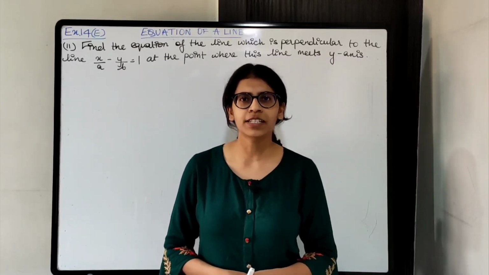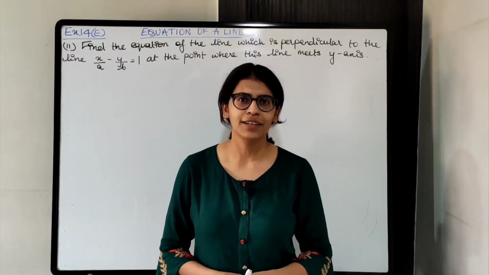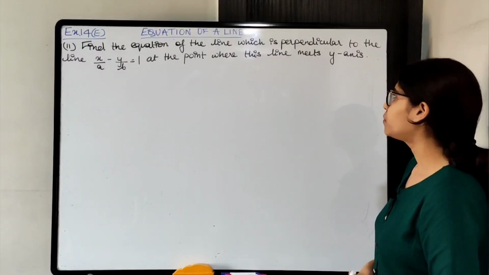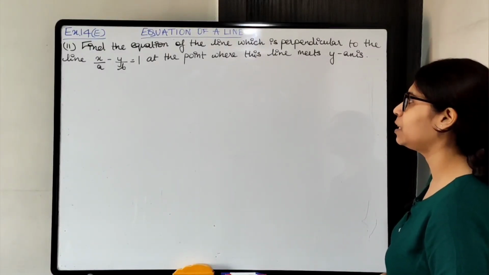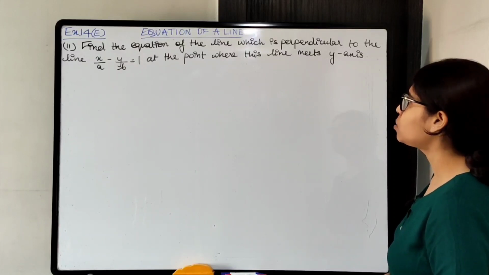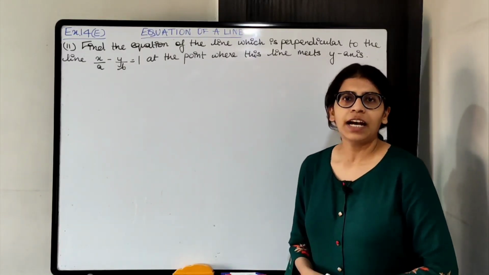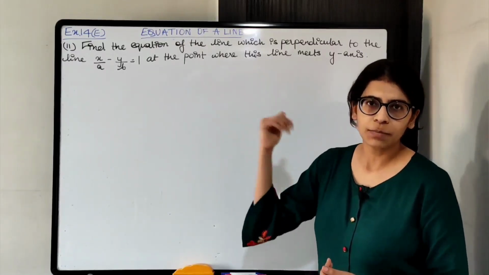In this video, we'll continue with exercise 14E from chapter Equation of a Line. So starting with question number 11. Find the equation of the line which is perpendicular to the line x upon a minus y upon b equals to 1 at the point where this line meets y-axis. We have to find the equation of a line which is perpendicular to some other line.